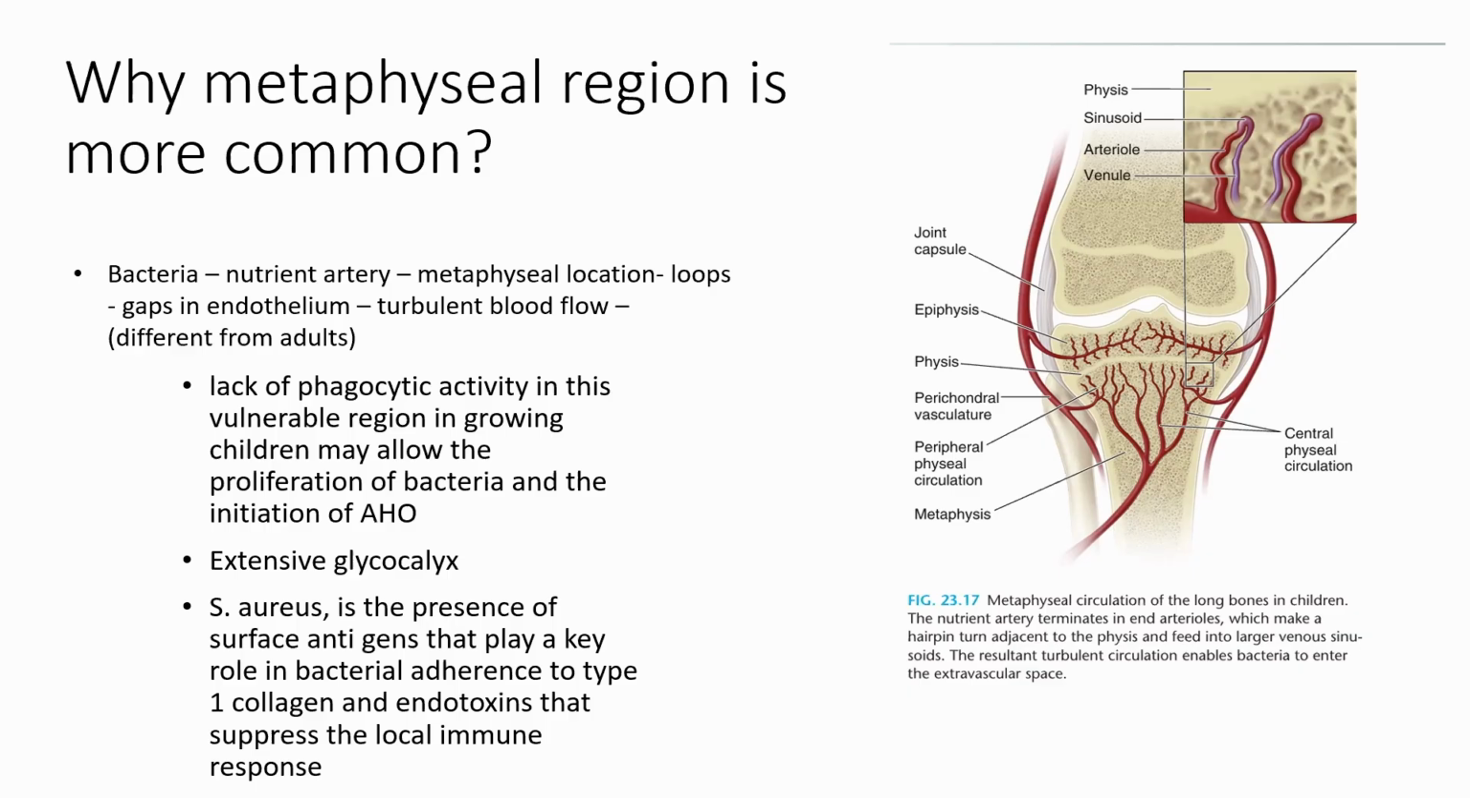These loops show sluggish blood flow. Now, the sluggish blood flow is one of the reasons for bacterial lodging and multiplication here. Also, this sluggish blood flow causes bacteria to move into the marrow from the gaps in the endothelium.